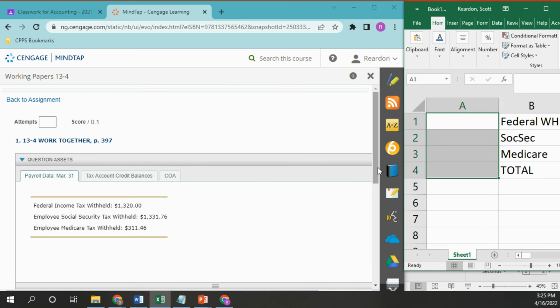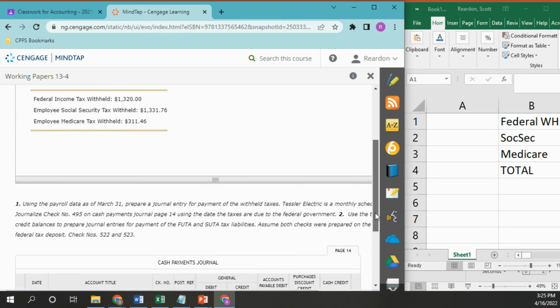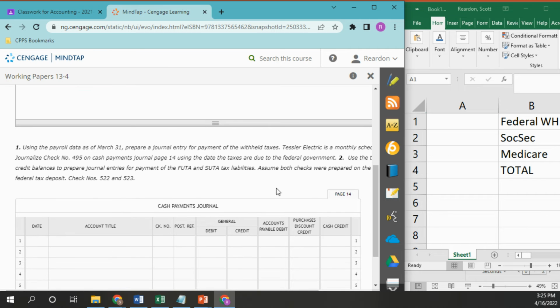So there are our federal tax amounts, and you can read through this. Tesla Electric is a monthly scheduled depositor. So they're doing it on the 15th of the following month after March 31. Cash payments, Journal 14, using the date the tax is due with the federal government. We're going to do the same thing for FUTA and SUTA, federal and state unemployment, on the last day of the following month. All right. So let's get started here.